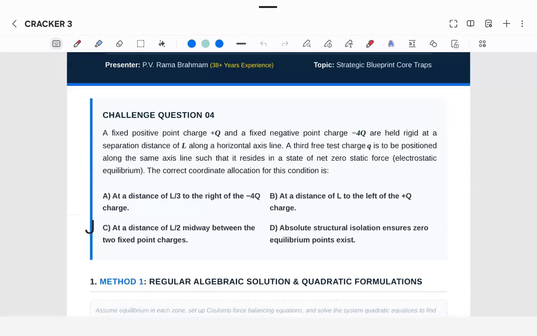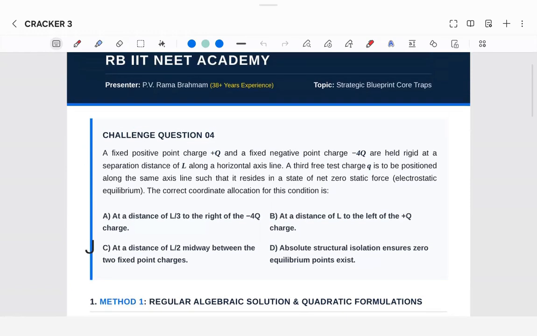This challenge is a problem related to charges kept at some distance. What is the position of equilibrium? Here it is. The question given is: two charges, one positive and the other negative, are held at a separation of distance L along a horizontal axis line.